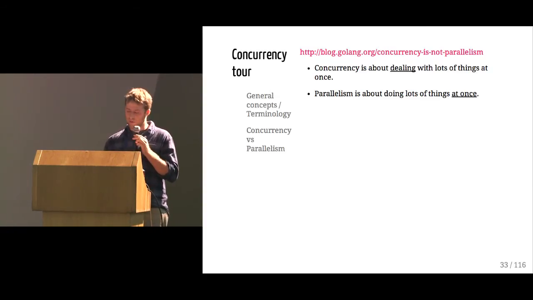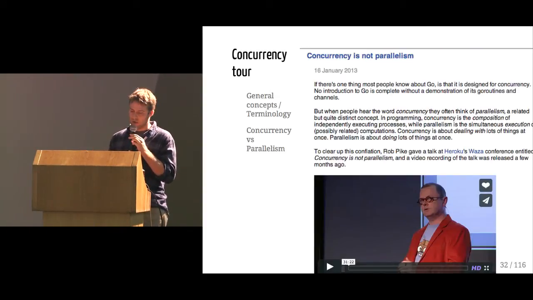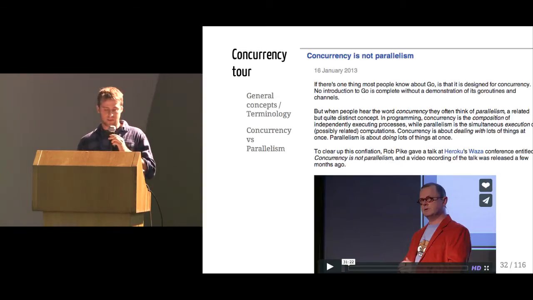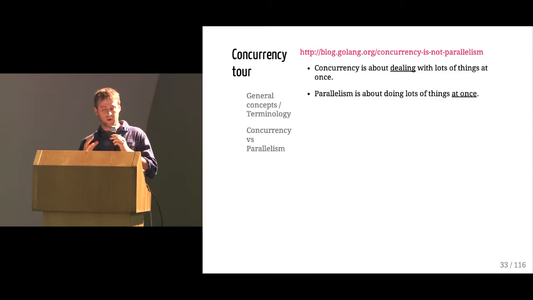He talks about this in a talk that he gave in San Francisco. It's a really good talk, and I'm going to have resources and links that you can check out on the slides. But he basically says that concurrency is structuring your program to do more things, whereas parallelism is the fact that it happens a lot at once.